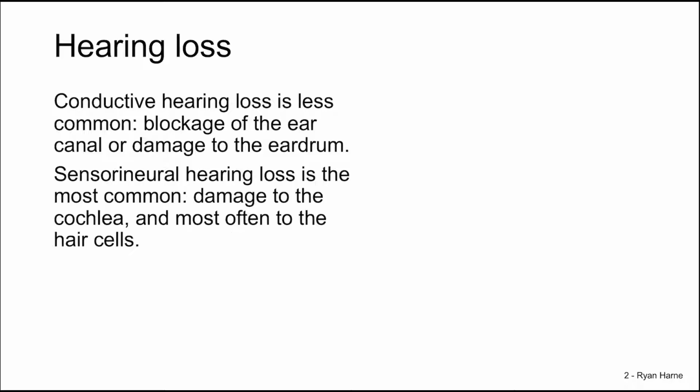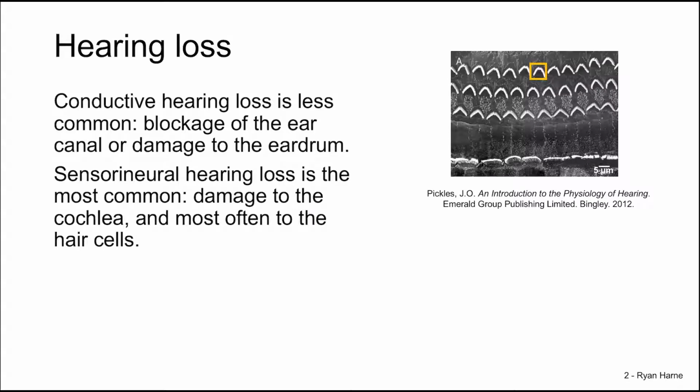The most common form of hearing loss is sensorineural hearing loss, and this refers to damage to the inner ear and often the cochlea and hair cells. So if we take a peek at the cochlea with the tectorial membrane pulled back, what we see at the top are outer hair cells, and at the bottom, inner hair cells.